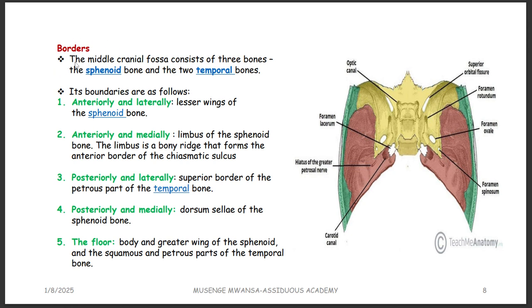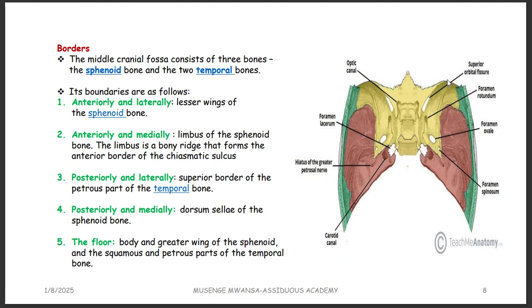Let's look at the borders of the middle cranial fossa. It is made up of three bones: the sphenoid bone and the two temporal bones. The sphenoid is this one in the middle here, and then you have the two temporal bones on the sides. When you look at the boundaries in front and on the side, anterolateral, you can see these are the lesser wings of the sphenoid bone.